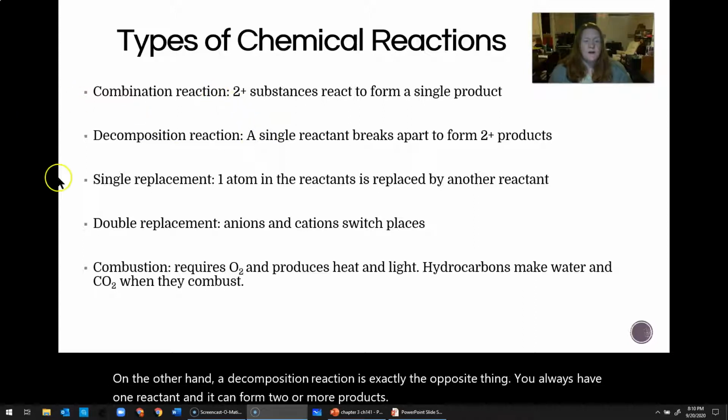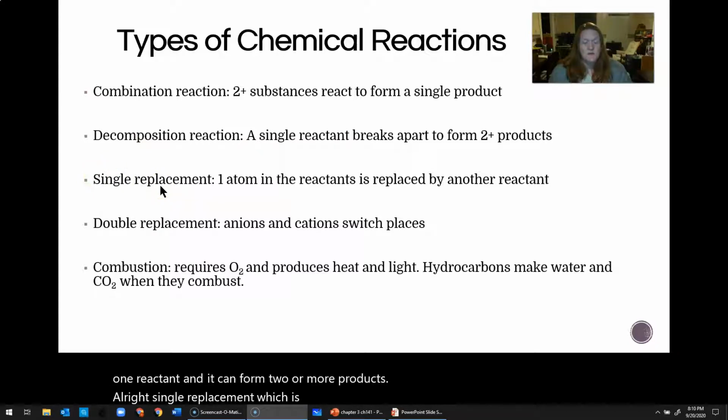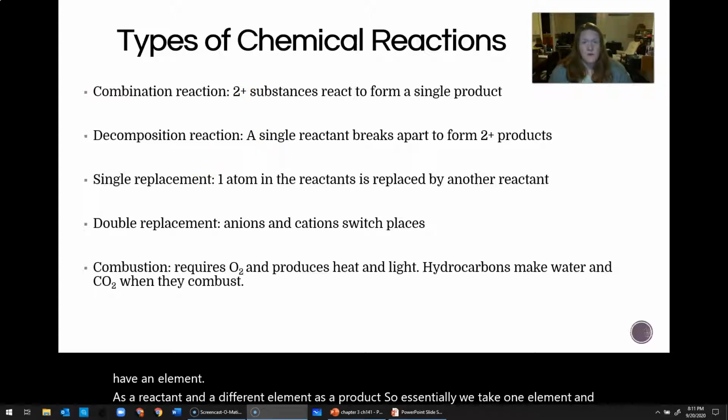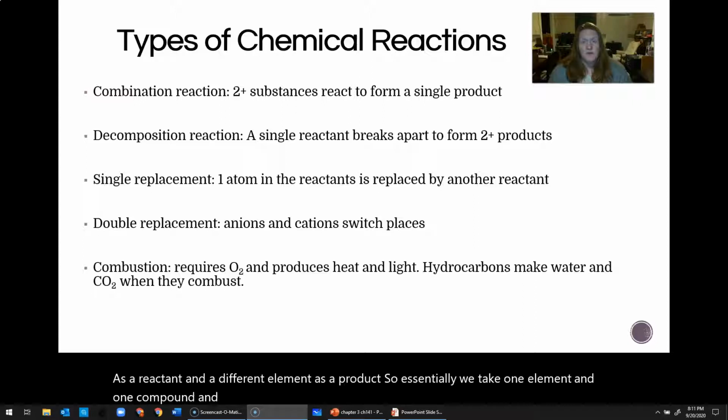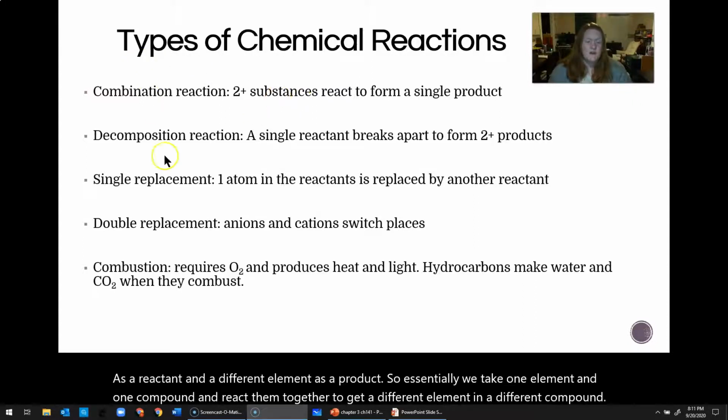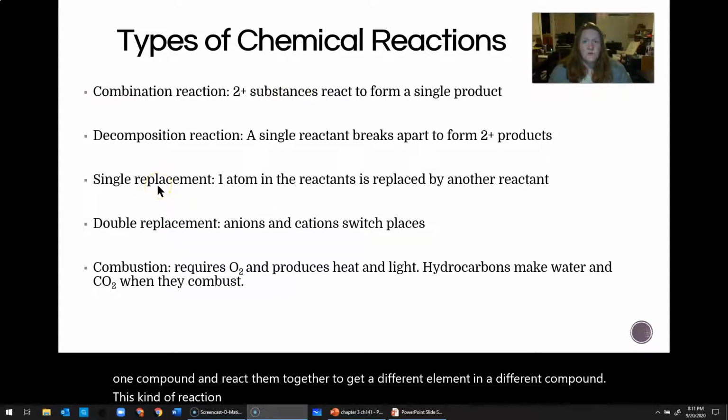All right. Single replacement, which is also sometimes called single displacement, is when you have an element as a reactant and a different element as a product. So essentially we take one element and one compound and react them together to get a different element and a different compound. This kind of reaction is also known as a reduction oxidation or redox reaction. They are also single displacement reactions.